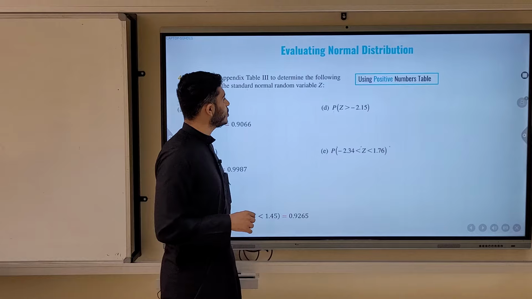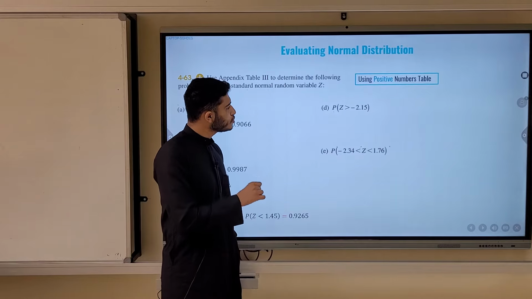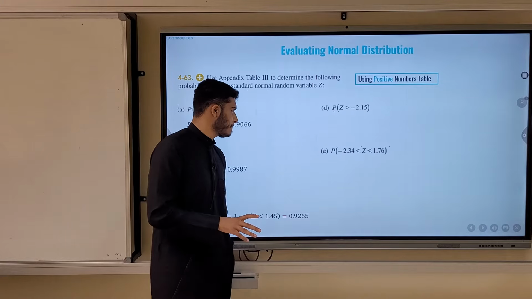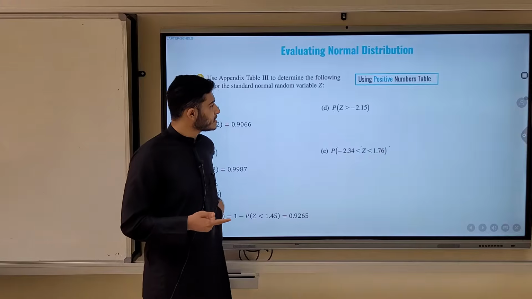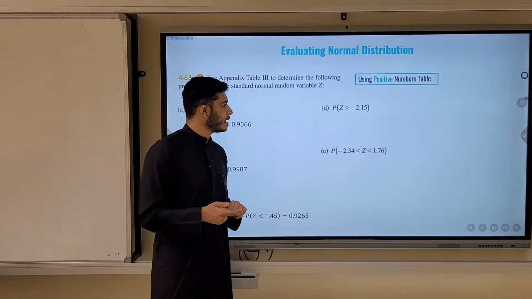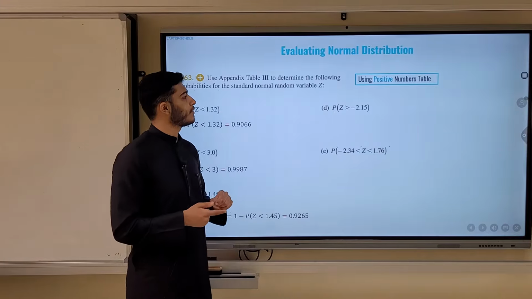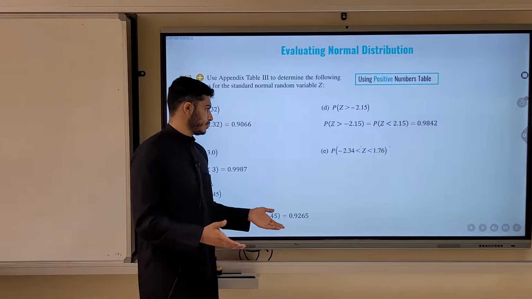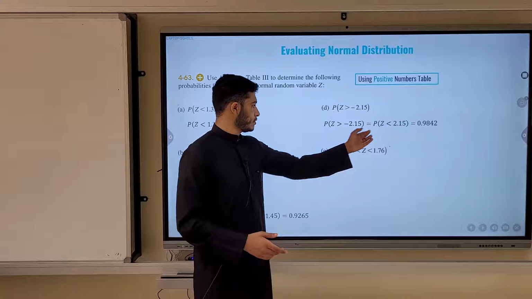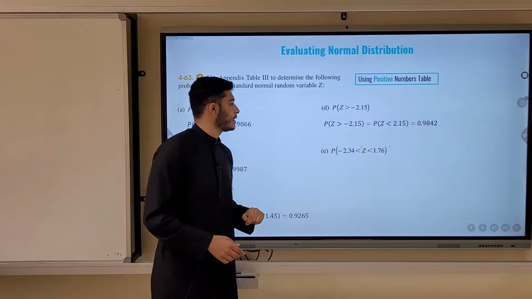Now, probability of z greater than minus 2.15. Okay. Is it cumulative? No, it is not. Does the sign of the outcome match the sign of the table? No, this one is negative, this one is positive. So what do we do? We do the required procedures in order to be able to evaluate it, and after you do it, you can evaluate it right away.